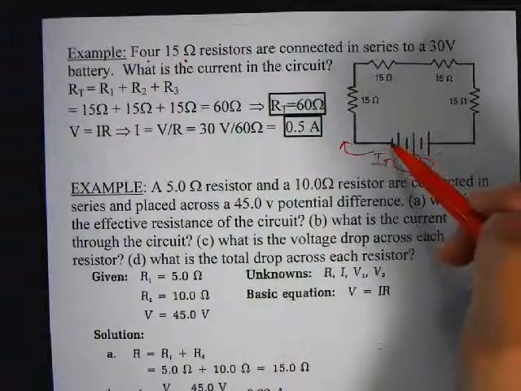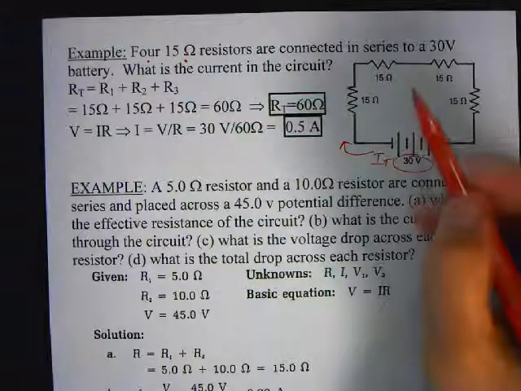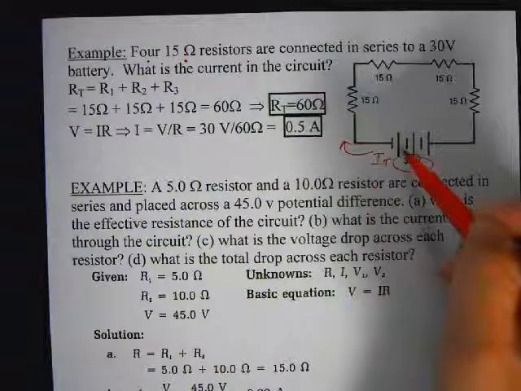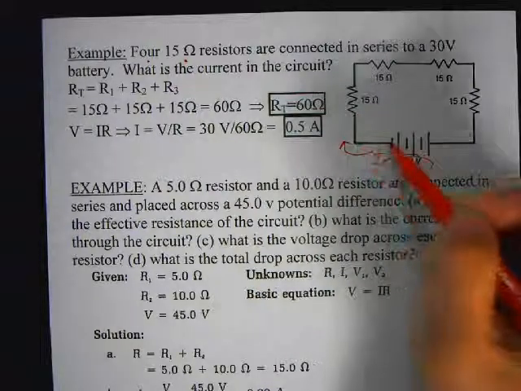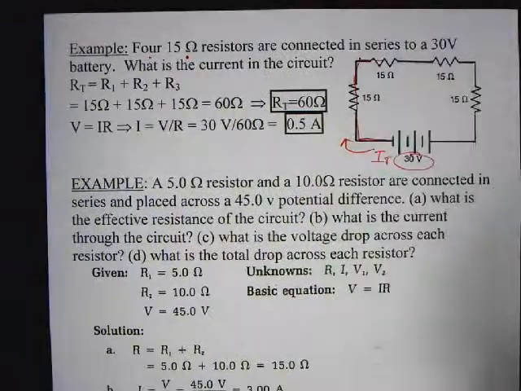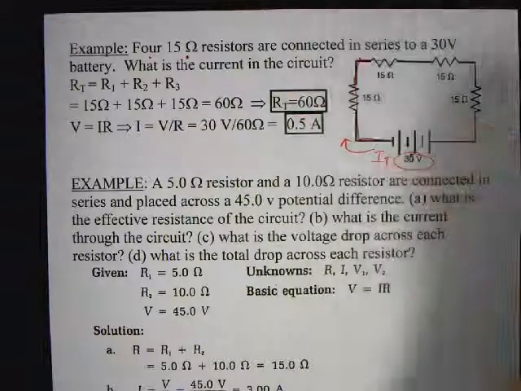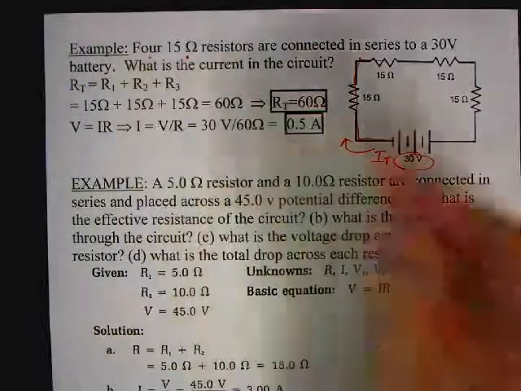Now, pretend that this wire is a pipe with water in it. When the current is coming out or the water is flowing, you see how it's going through here, through here, through here, through here. You see how there's only one way for it to flow? There's only one path to take. So when there's only one path to take, that means the current is the same. So that makes sense. So that's why the current is the same throughout.